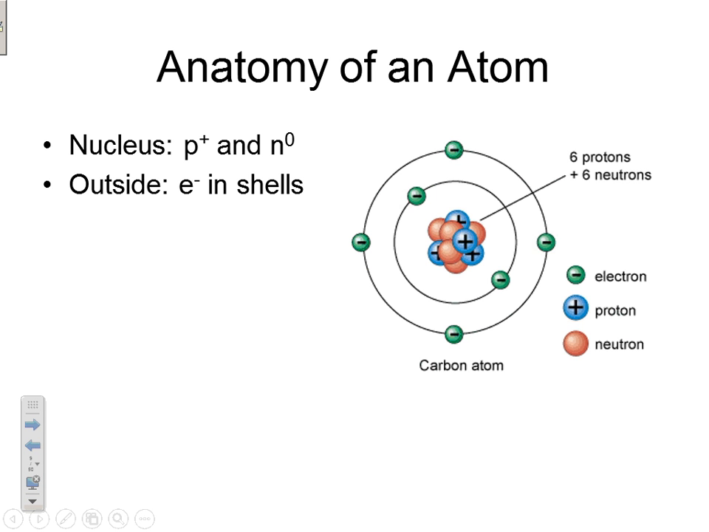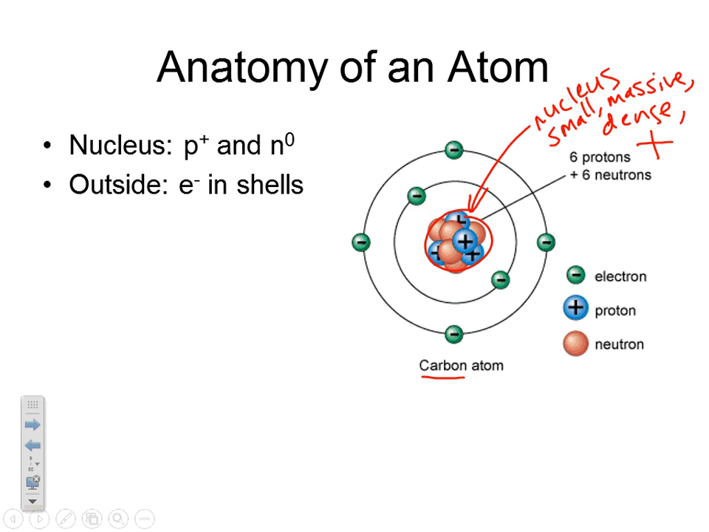So we have a picture of a carbon atom, and we have our nucleus in the middle. The nucleus, in comparison with the rest of the atom, it is small, it is massive, meaning it has a lot of mass, it is dense, and it is positively charged, because what we have in any given nucleus are protons and neutrons. Protons are positive, neutrons are neutral, they don't have a charge, so overall our nucleus is positively charged, right? Nucleus, protons and neutrons.